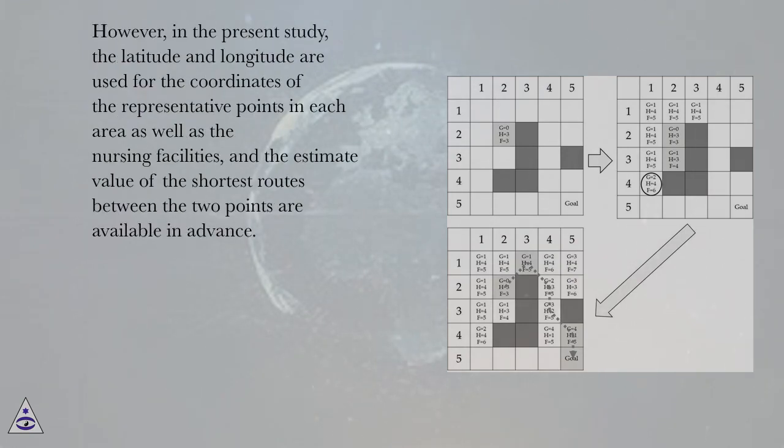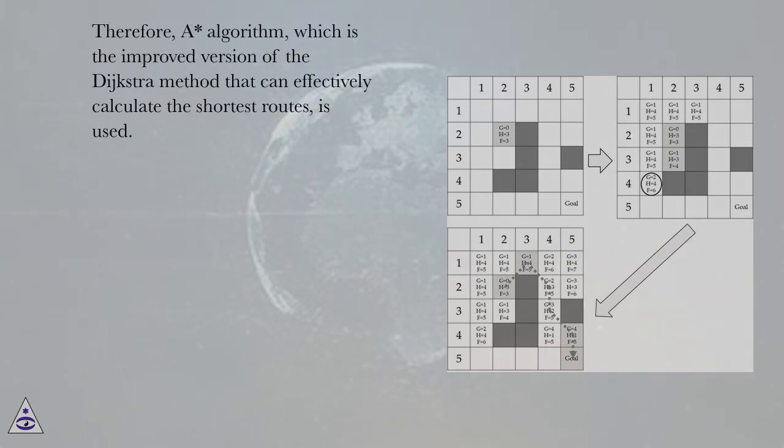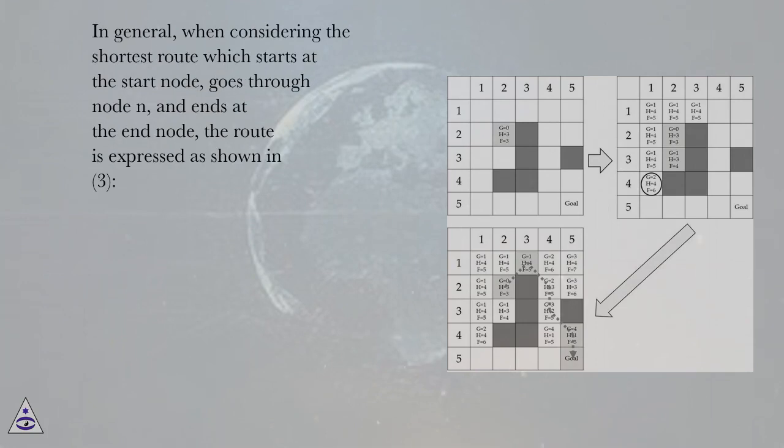However, in the present study, the latitude and longitude are used for the coordinates of the representative points in each area as well as the nursing facilities, and the estimate value of the shortest routes between the 2 points are available in advance. Therefore, an algorithm, which is the improved version of the Dijkstra method that can effectively calculate the shortest routes, is used. In general, when considering the shortest route which starts at the start node, goes through node n, and ends at the end node, the route is expressed as shown in (3).